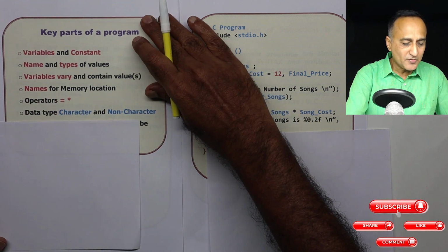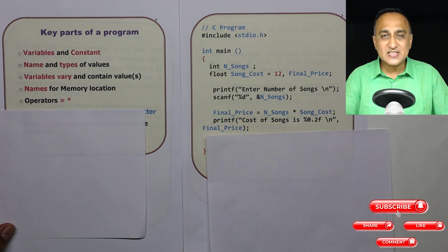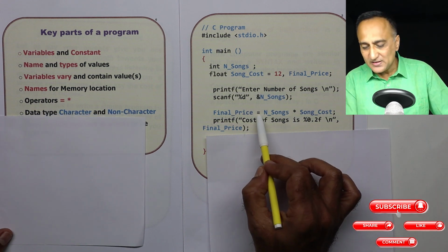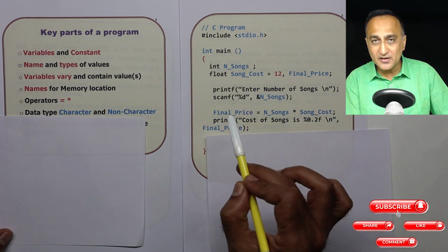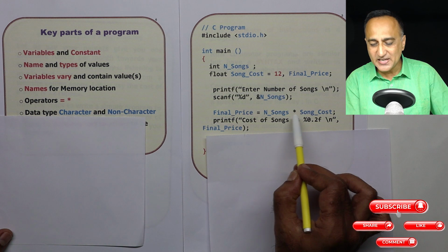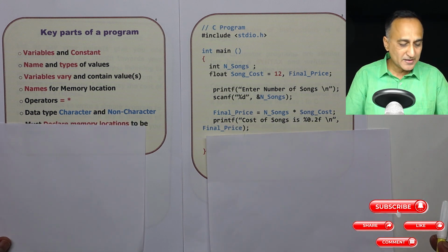Now, if you have seen here, I have used this star symbol. The star is an example of an operator used for multiplication. And this is nothing but the assignment operator. If you remember, we use the arrow operator to assign from right to left. Here a single equal to in C means assignment. That means this is multiplied with this. The result is copied to final price.